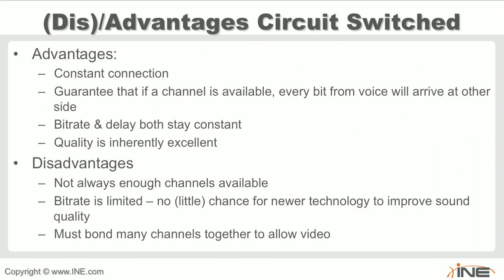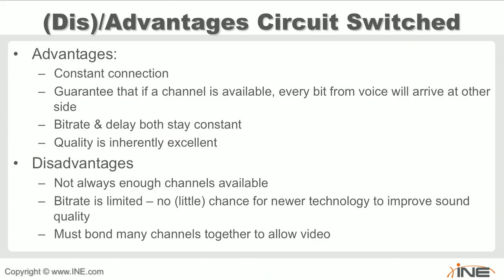Also, the bit rate is limited. So although the bit rate stays constant and it stays at a fairly high quality, there's no or little chance for newer technology to improve sound quality. So one of the things that we'll look at in the newer unified communications or voice over IP is that we can actually get better, in terms of quality, and something we'll look at called opinion scores. We can actually get better quality than we've ever had, than we can even have with a dedicated older circuit switched network.